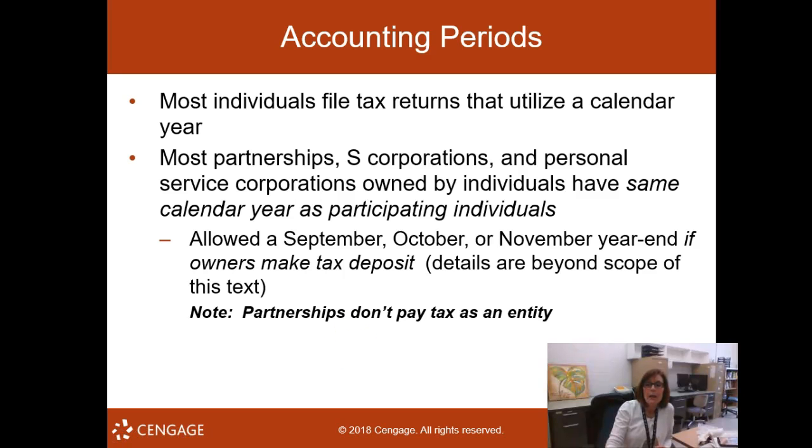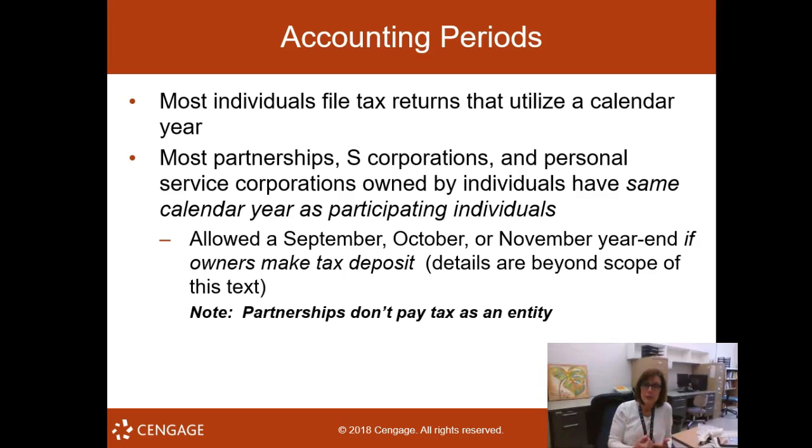So in terms of accounting periods, individuals for the most part use a traditional calendar year. Tax year ends on December 31st, and most partnerships, S corporations, and personal services corporations also use a calendar year. But if the partnership or the S corporation or the personal services corporation is owned by the participating individual, then they're not restricted to a calendar year.